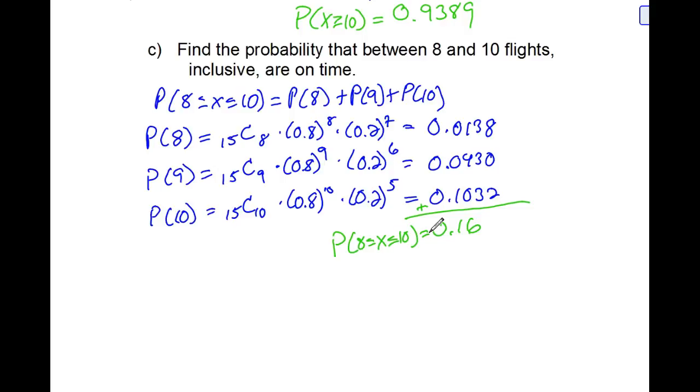So try some binomial probabilities by hand using the formula, and remember that the exponents have to add up to your total number of trials. This first one, however many you choose, is the number of successes that you want. So you want to make sure that that is on your success probability. And if you have questions, let me know, and I'll be glad to answer them.